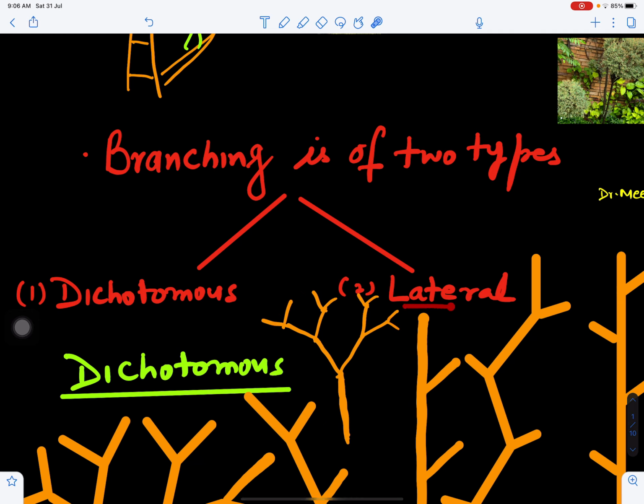Second kind of branching is lateral. Now we have a stem, and this is the branch which is arising from it. So this is called lateral branching pattern. Now we'll discuss in detail what is dichotomous and what is lateral branching pattern. First we'll discuss dichotomous.